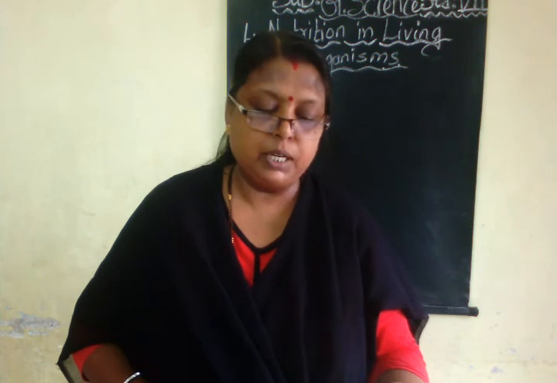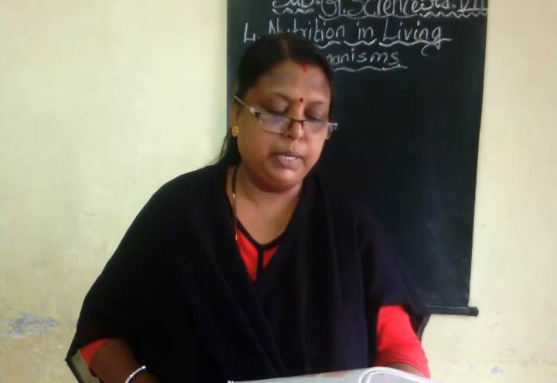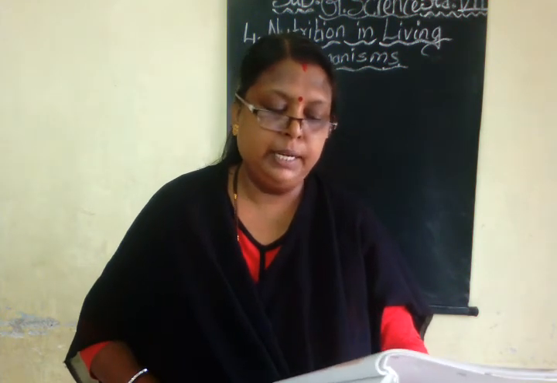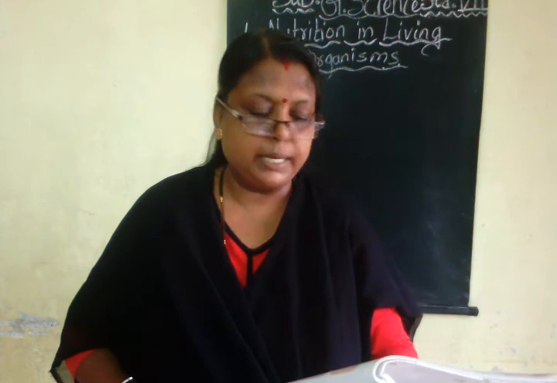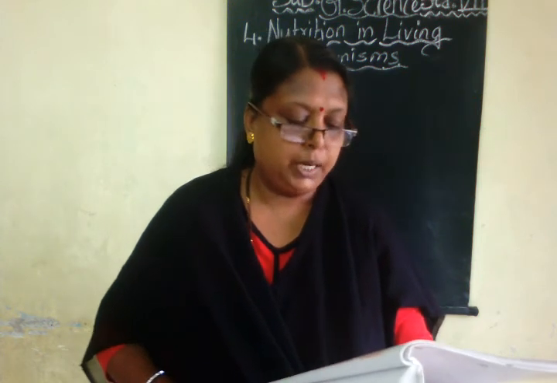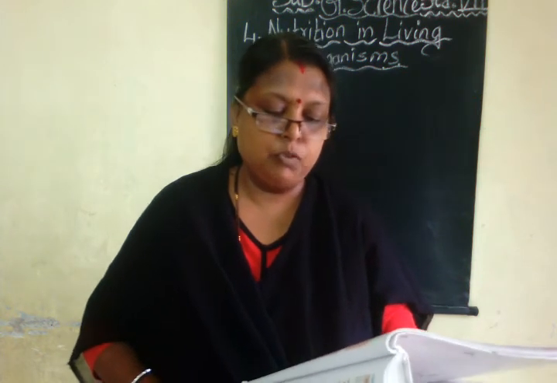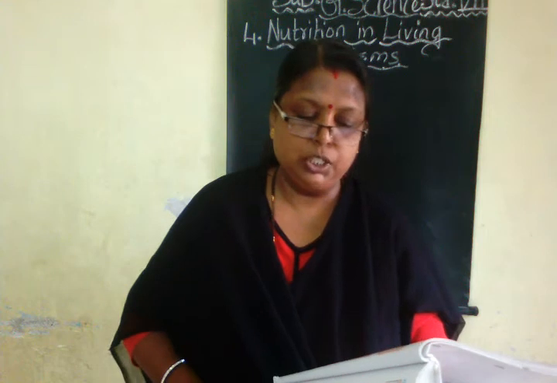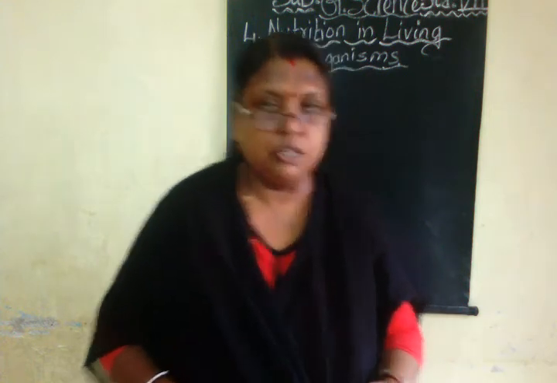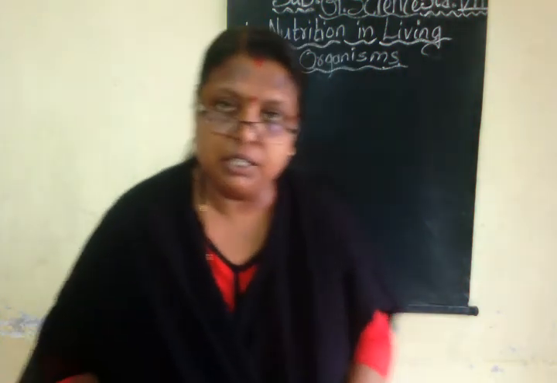The food that we consume does not mix with blood as it is. It needs to be converted into soluble forms that can easily mix in blood. Nutrition in animals involves various steps from ingestion to egestion. Now what is this ingestion and egestion?